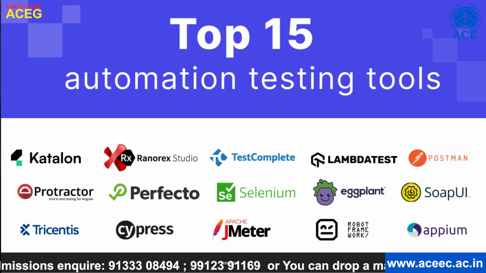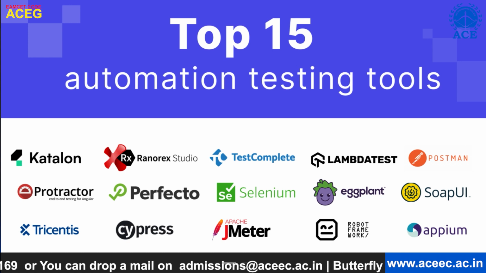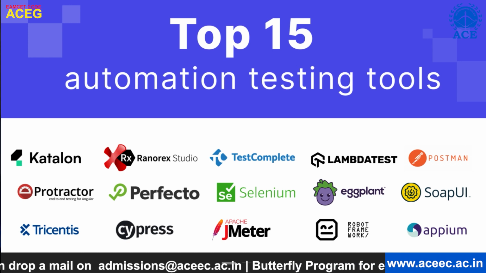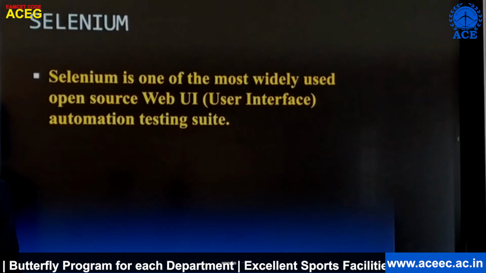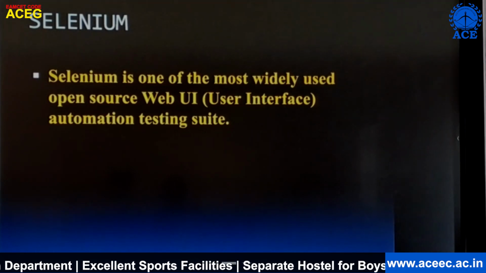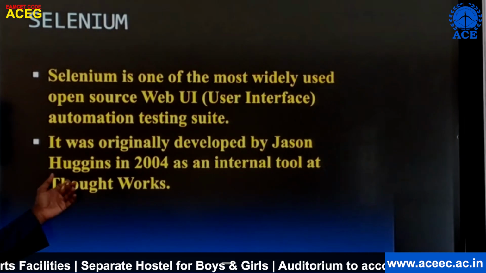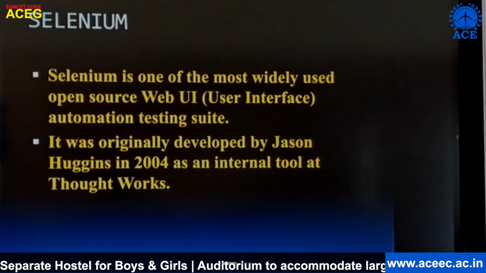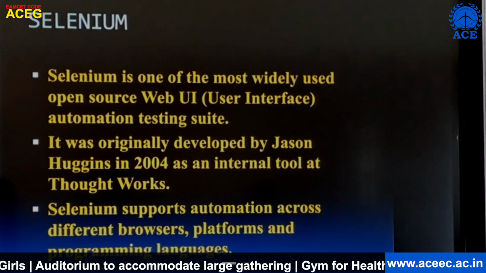Now let us know about some of the automation testing tools. These are the top 15 automation testing tools. In this, a few are licensed automation testing tools, whereas a few are open source automation testing tools. Now let us know one of the open source automation testing tools, Selenium IDE. Selenium is one of the most widely used open source web UI automation testing suites. Selenium was originally developed by Jason Huggins in 2004 as an internal tool at ThoughtWorks. Selenium supports automation across different browsers and platforms, and also supports multiple operating systems.